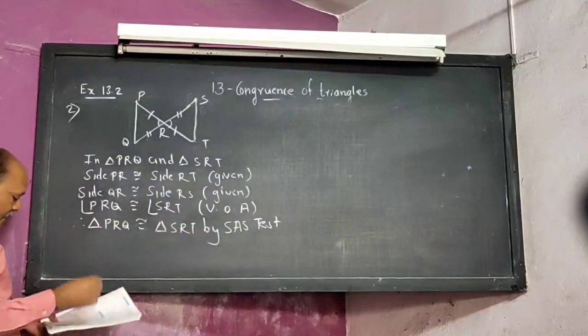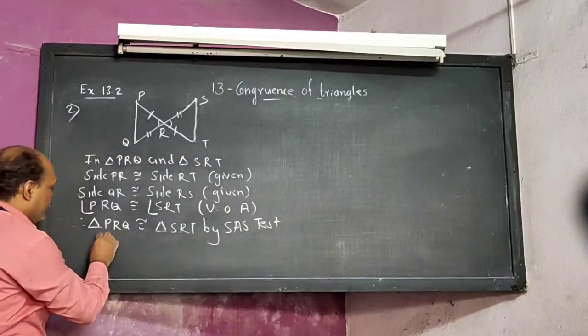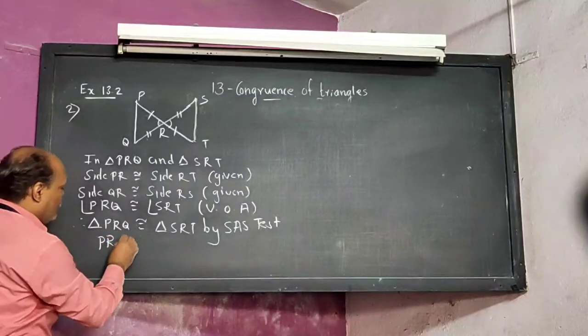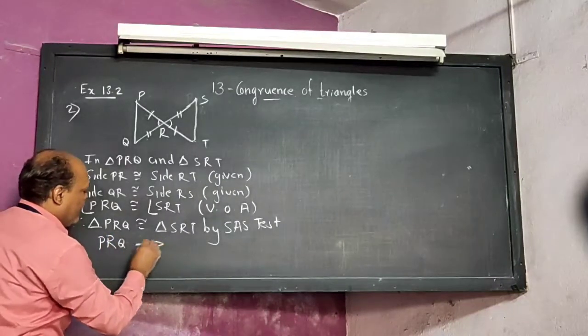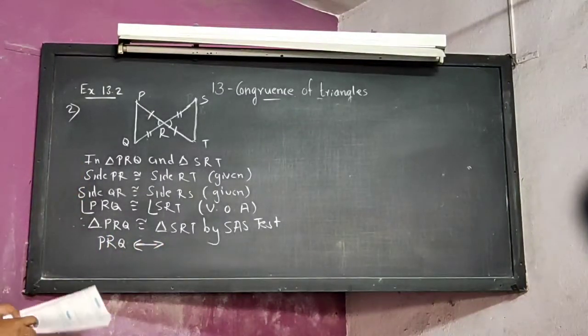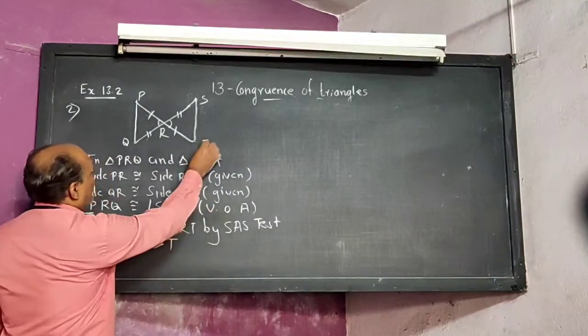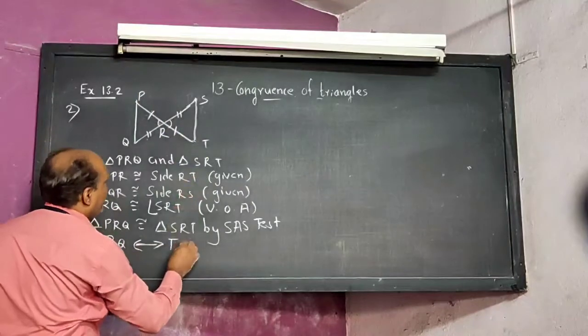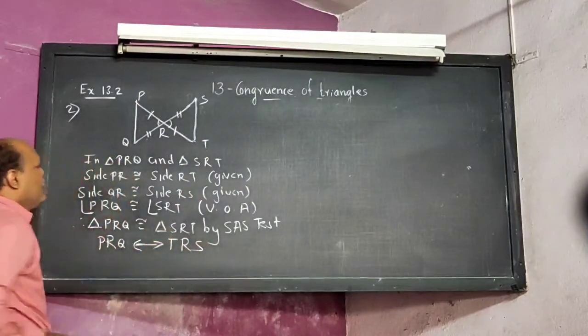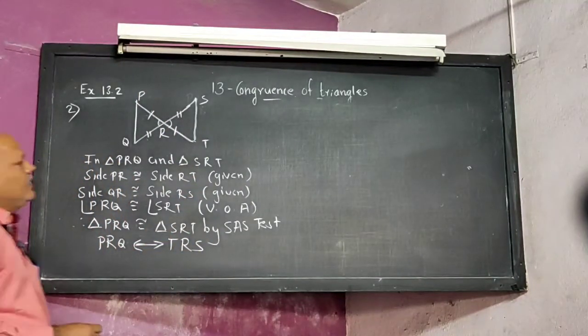Now the one-to-one correspondence between the vertices. That is PRQ one-to-one corresponds to TRS. I hope all of you understood here. Now the remaining congruent parts.